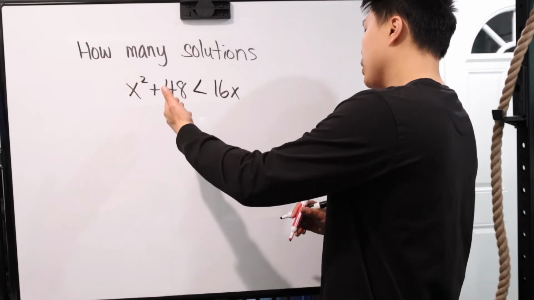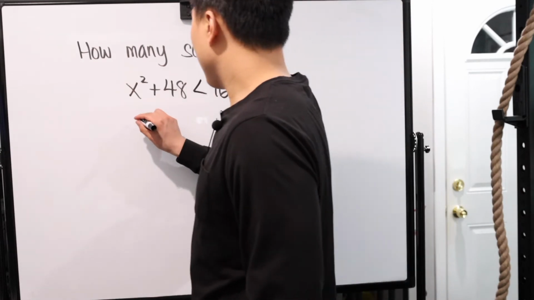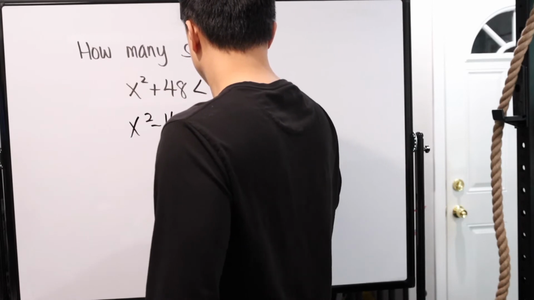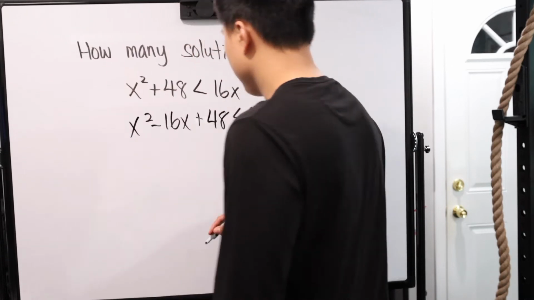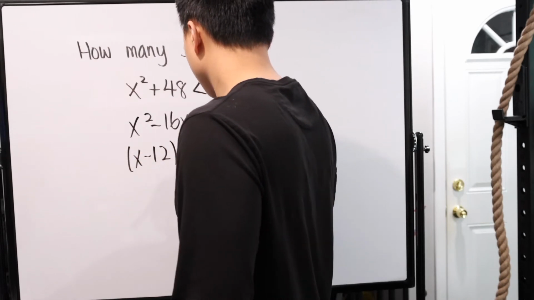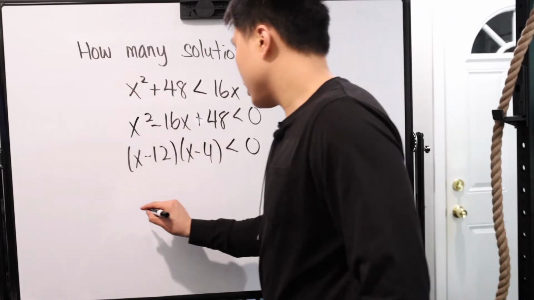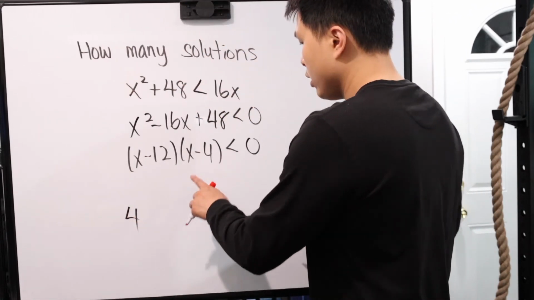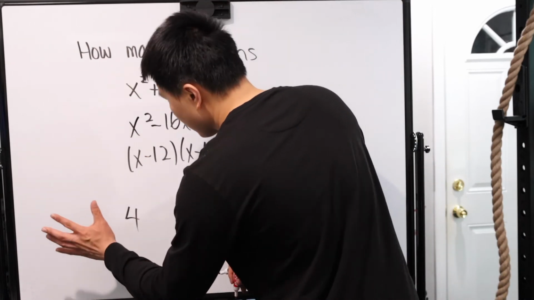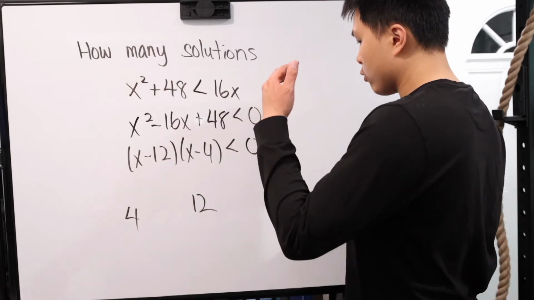So let's look at this for example. We can solve this. At this point, it's fairly simple, right? We can just write this as x squared minus 16x plus 48 is less than 0. And then we factor it out. That's x minus 12, x minus 4 is less than 0. So what are we working with? We have the number 4 from this one, and we have the number 12. And then we're going to have to test these three possibilities. Everything less than 4, everything between 4 and 12, and everything greater than 12.